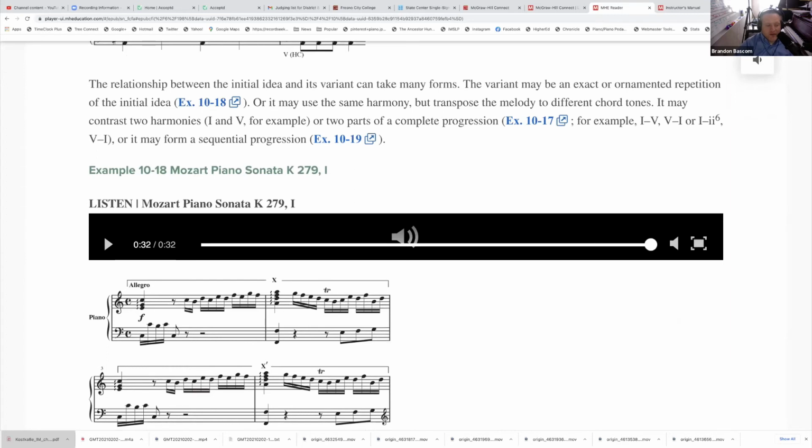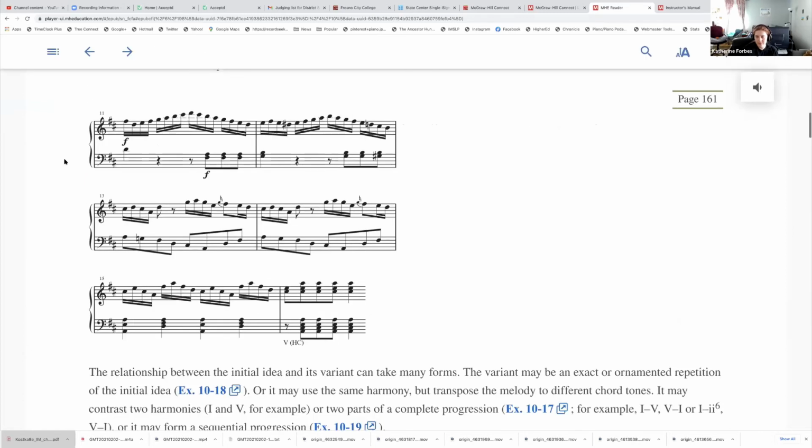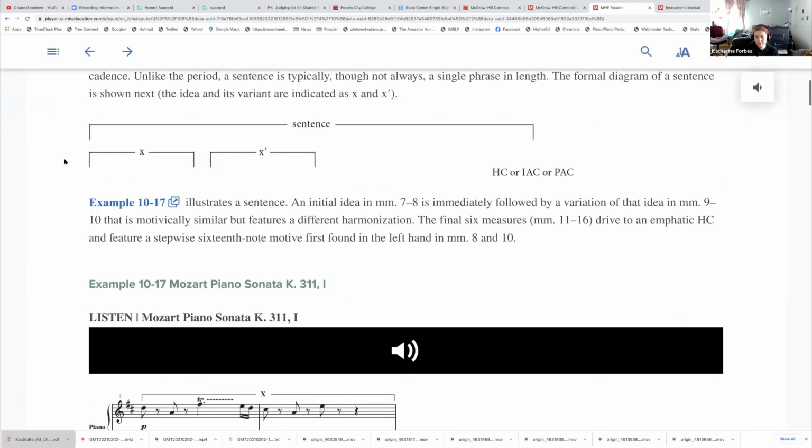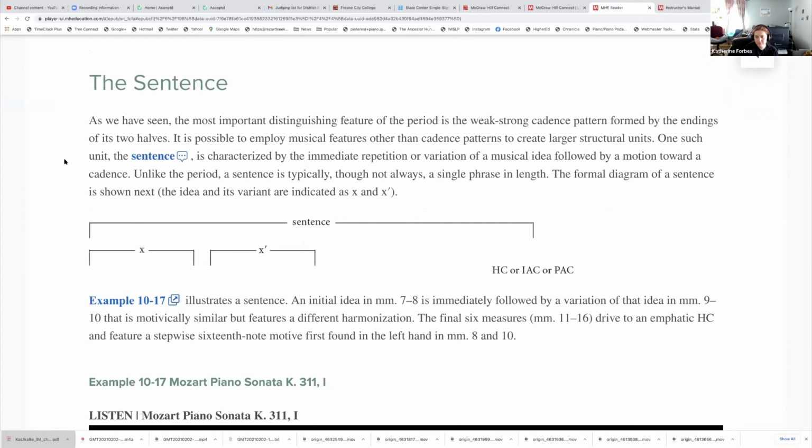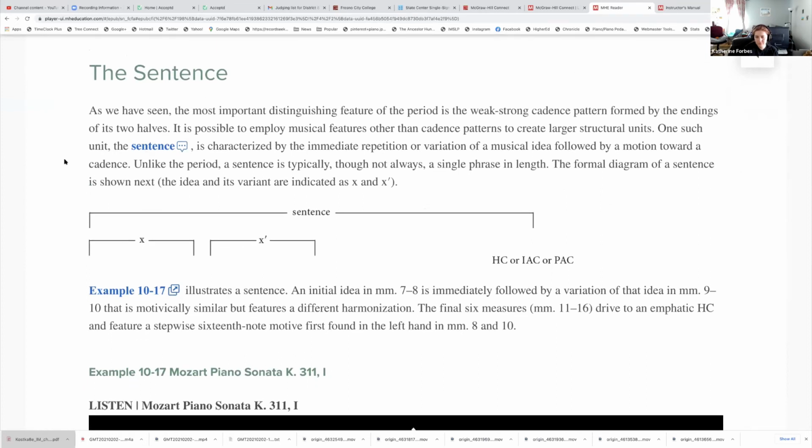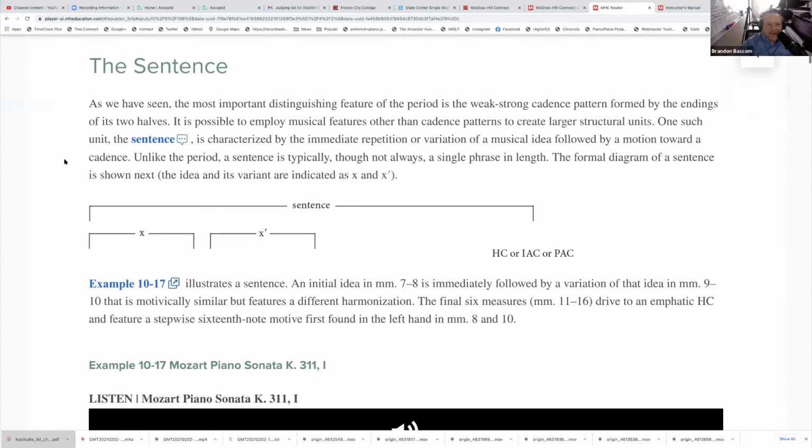So can there only be three phrases in a sentence? No, there can be as many phrases as we want. But it doesn't really call it a phrase, though, does it? It calls them X's. Yeah. The idea. An idea.